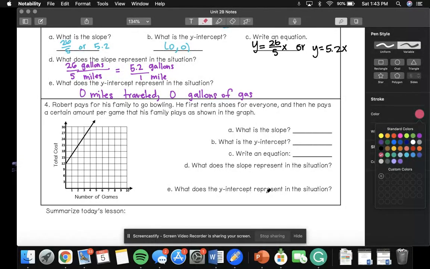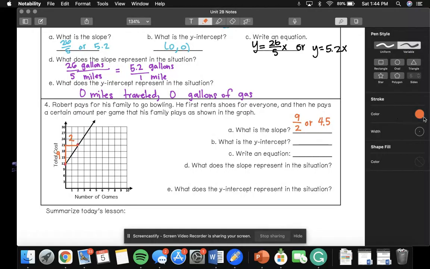So Robert pays for his family to go bowling. He first rents shoes for everyone, then pays a certain amount per game that his family plays as shown in the graph. So first it asks, what is the slope? So for the slope, we need to find 2 good points. It starts at 12 and it goes up to 21, or it's going by 3s. So 3, 6, 9. And then these are going by 1, so it goes over 2. So the slope is 9 over 2. Or we could also just simplify that as 4.5.